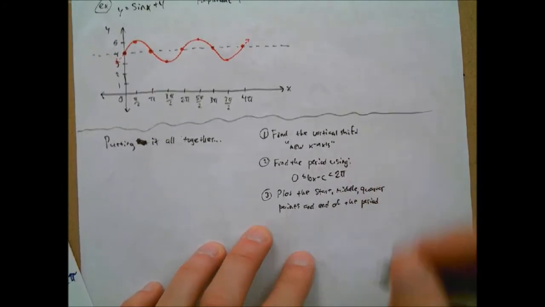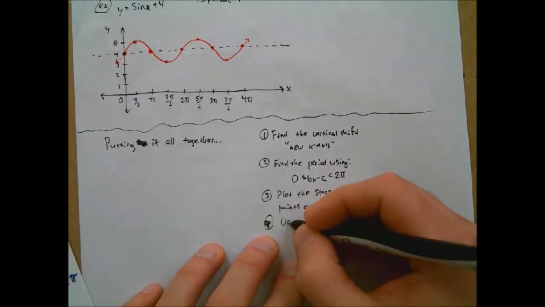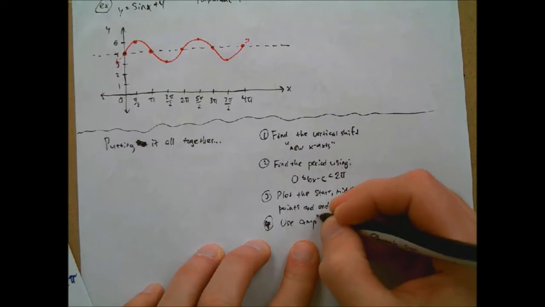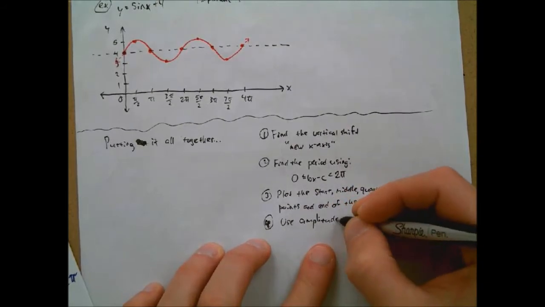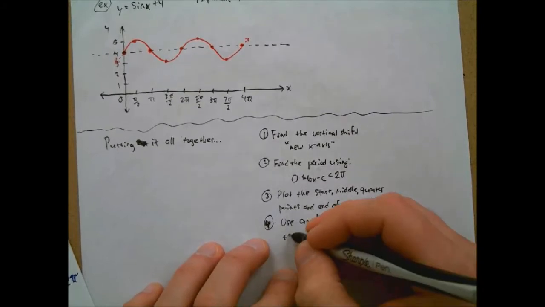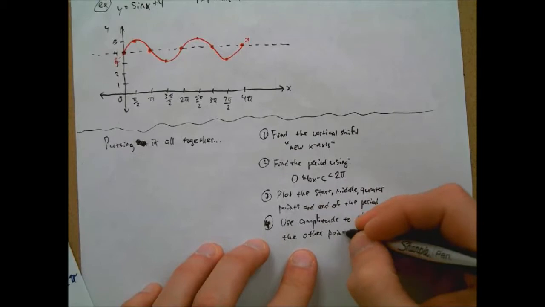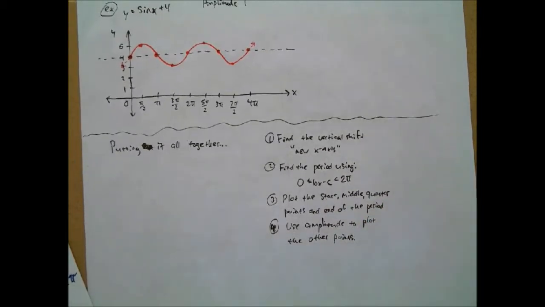And then finally, number 4, use the amplitude to plot the other points. And by that I mean the points are both above and below that new axis, right? Your amplitude is going to tell you how far above and below your axis to go.